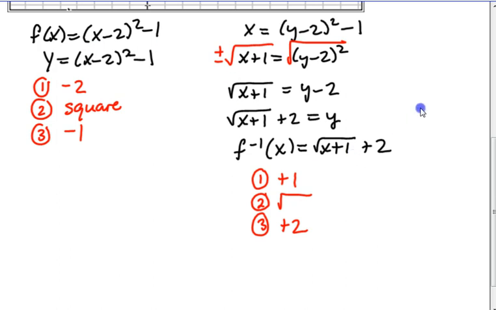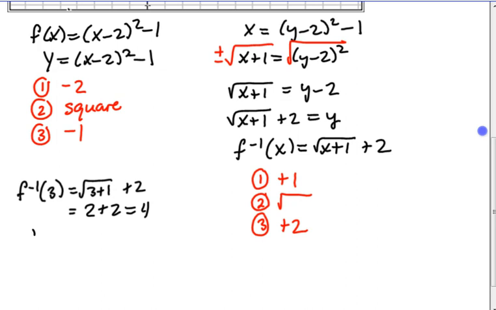Another way to verify that they are inverses is to put a number into the function. And I'm actually going to start by putting a number into the inverse function because it's easier to pick a nice number for the square root here. So I'm going to say f inverse of, let's say, f inverse of 3. So f inverse of 3 is equal to the square root of 3 plus 1, plus 2, which is the square root of 4, which is 2. So this ends up being 2 plus 2 is 4. So f inverse of 3 is equal to 4.